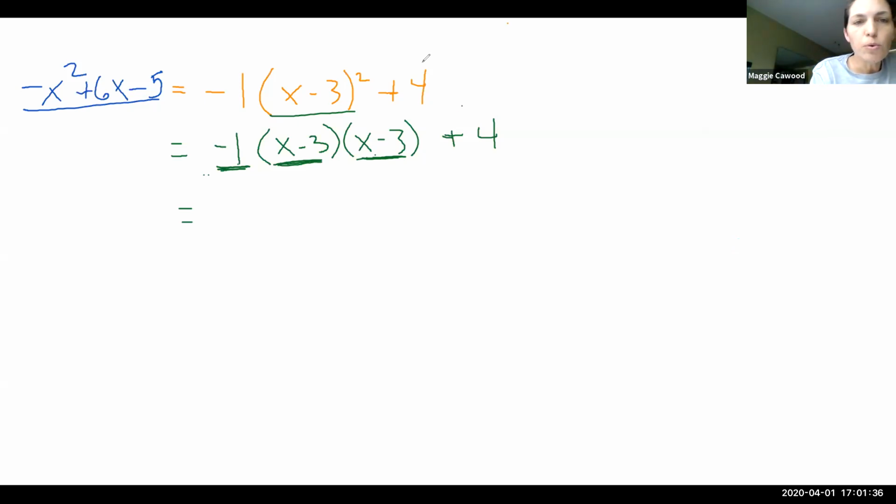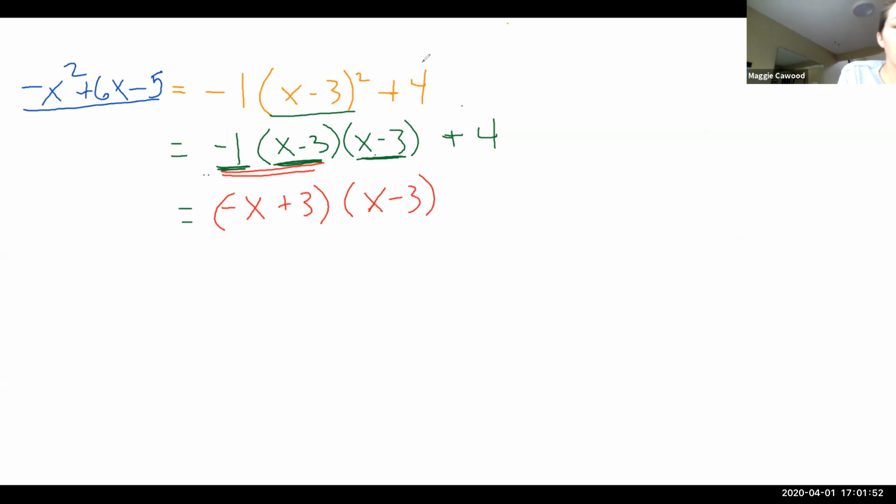All right, so I'm going to multiply that negative in. So a negative x and a positive 3 is now what I have when I combine those two together. And I still have this x minus 3. So I'm going to use the box method. I'm going to come over here and draw my box.